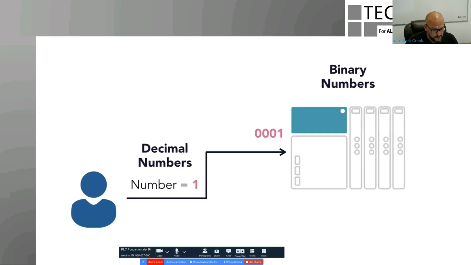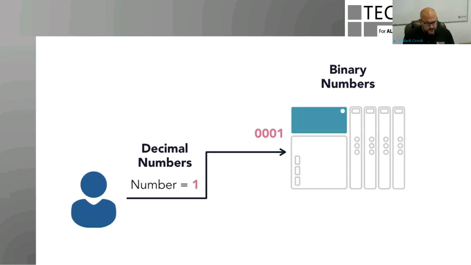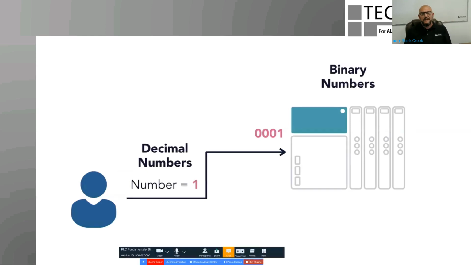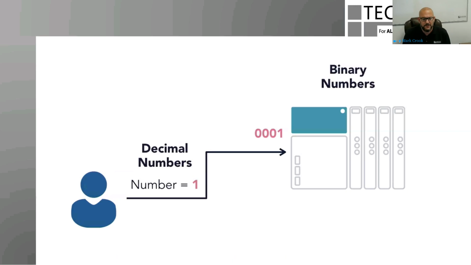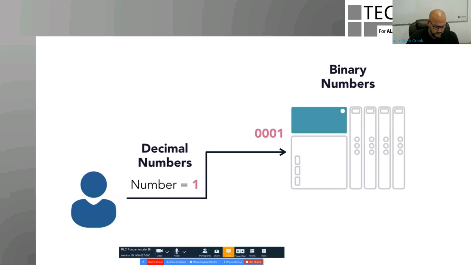There we go. Okay, so PLCs, to control any application, need to receive signals from outside devices. These signals that we're going to receive will be coming from all sorts of different things, but we're interested at the moment in looking at BCD.